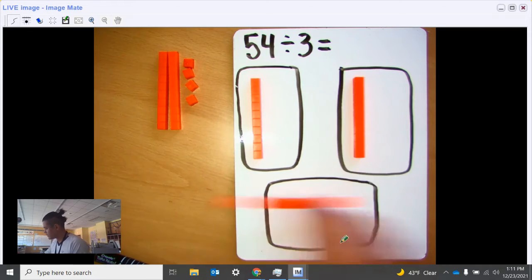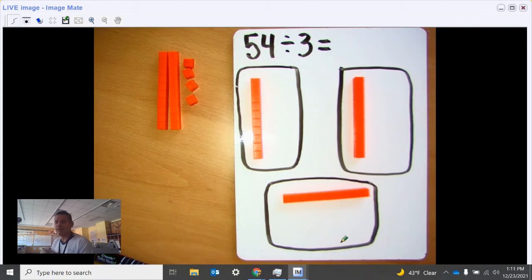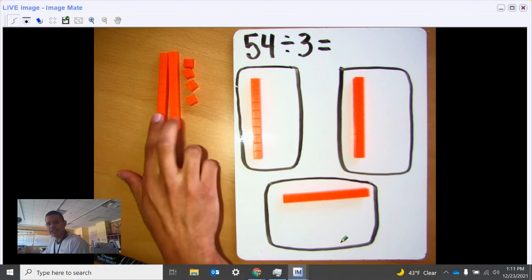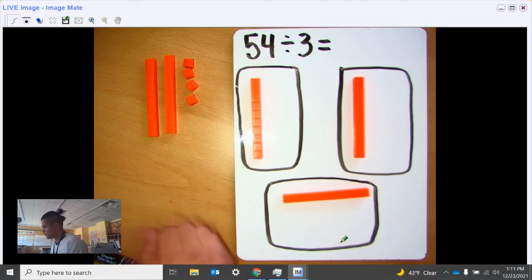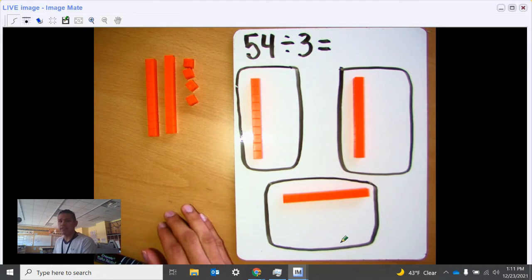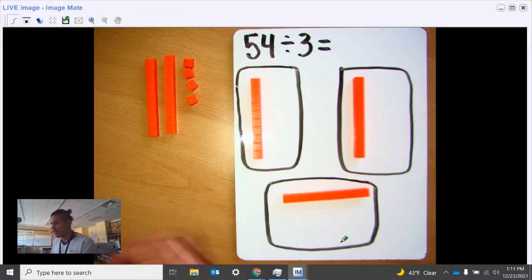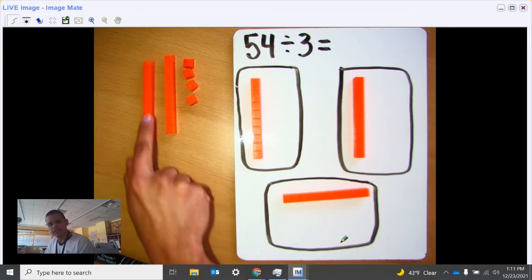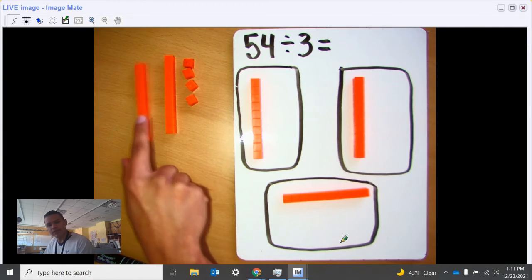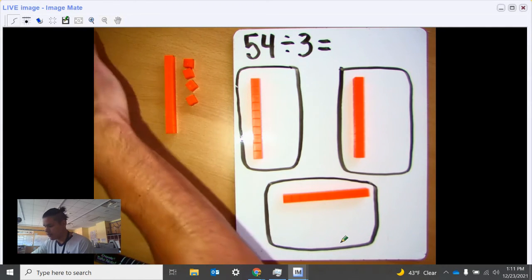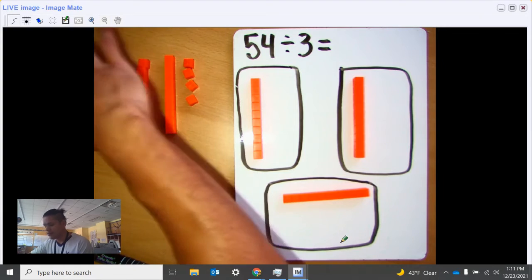So I'm going to take a 10, and I'm going to share them equally. Now remember, equally is a key word. When we divide, we want to make equal groups. It's not fair if one class gets more books than the other. And you'll see I only have 2 10s over here, so I can't share those equally. Remember, in today's lesson, we are regrouping.